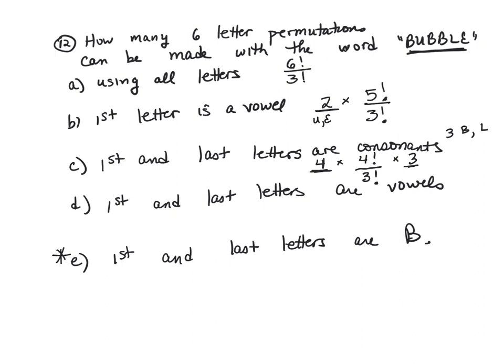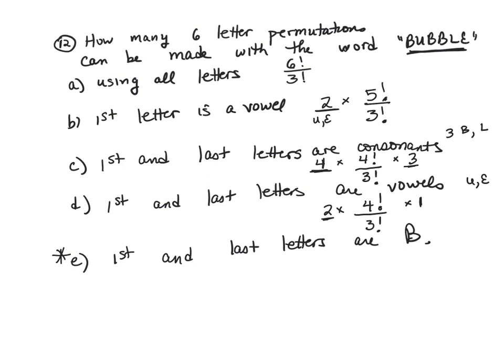If the first and last letters are vowels, well, that's a little easier, because here there are only 2 vowels, the U and the E, and they're distinct. So the first place would be 2, the last place would be 1, and then in between we have 4 letters left, 4 factorial, and then we have to divide by the 3 factorial because we're permuting the B's.